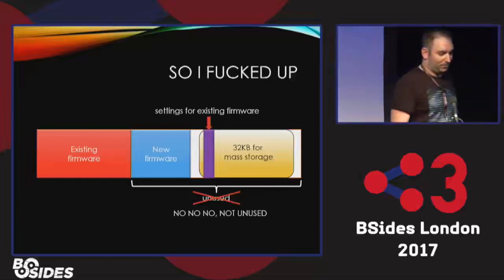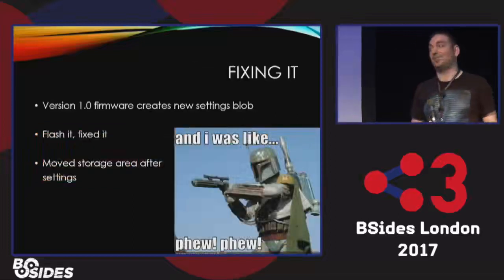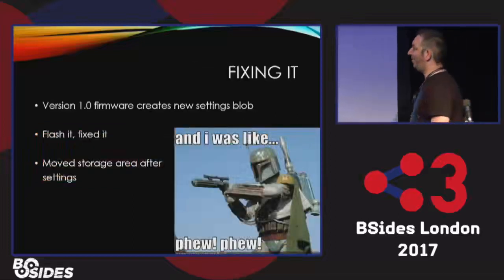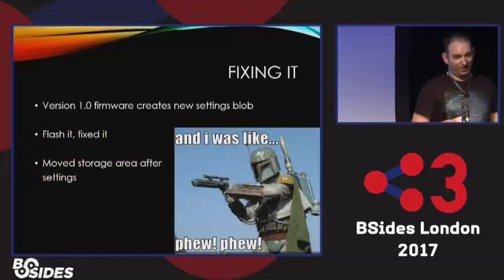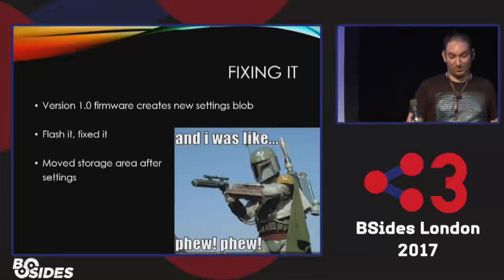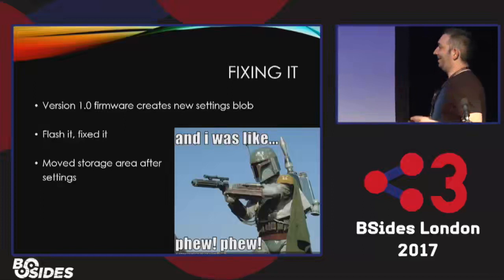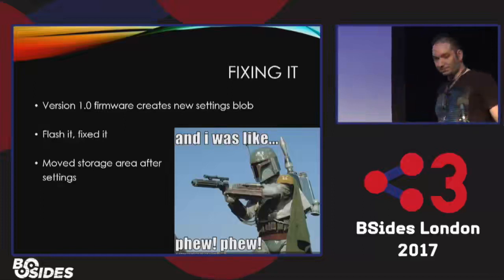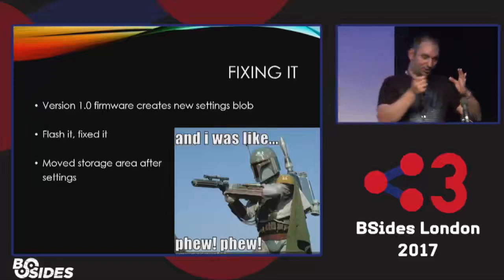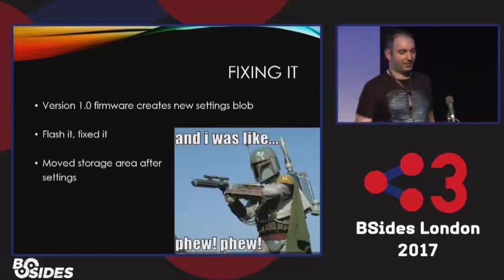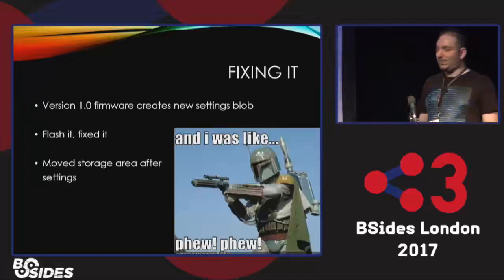So more soul-searching later, I managed to fix it, and it pays to download everything because the version 1 firmware somehow knows what is going on the device and recreates this settings blob for me. So I just randomly flashed all the firmware, and it fixed it, and phew. How I fixed this was I shrunk my storage space down and moved it after the settings, and then it all worked well.